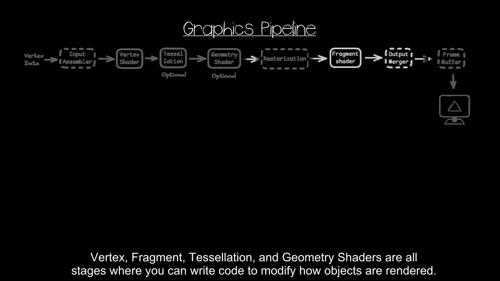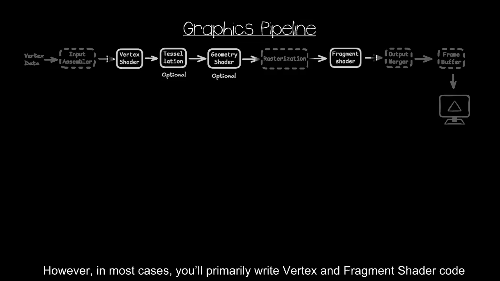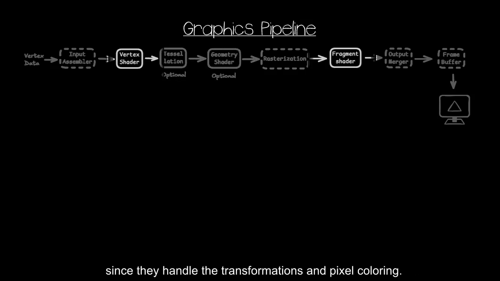Vertex, fragment, tessellation and geometry shaders are all stages where you can write code to modify how objects are rendered. However, in most cases, you will primarily write vertex and fragment shader code, since they handle the transformations and pixel coloring. Now that we understand how the graphics pipeline works, let's dive into writing our box shader in Godot.